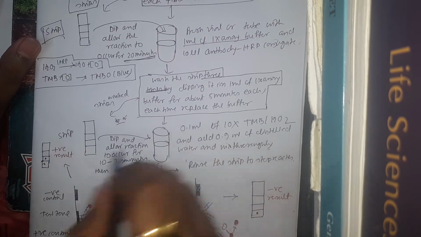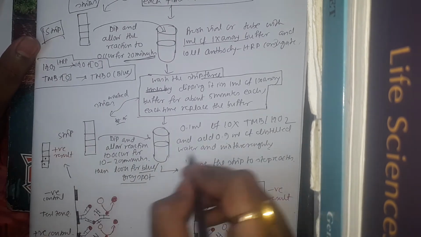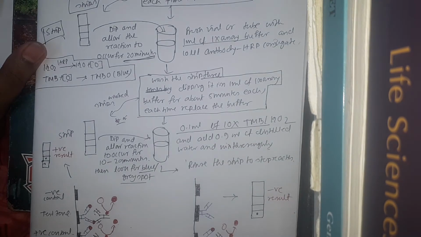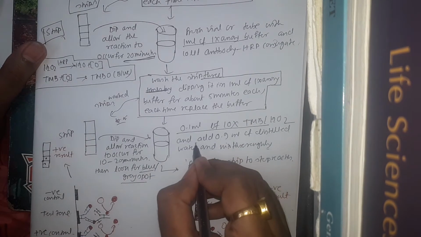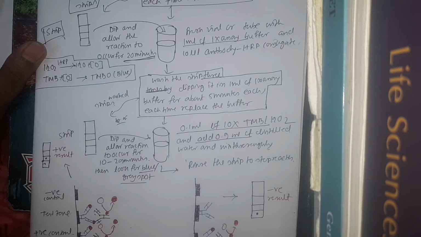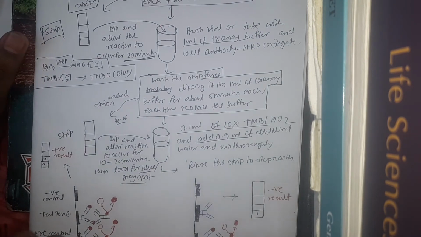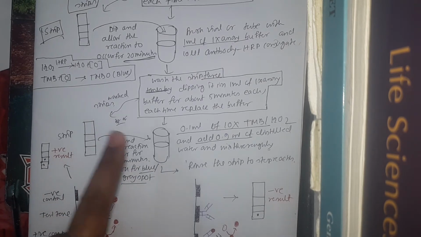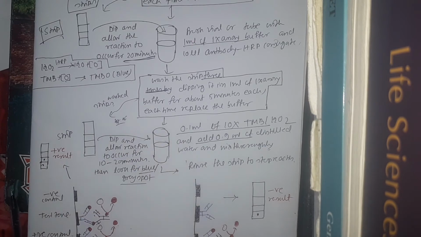So again, you have to take a fresh test tube where you will add 0.1 ml of the 10x TMB H2O2, and you will add 0.9 ml of distilled water. Then we have a total of 1 ml of solution in this test tube. Then we will dip our strip here and allow the reaction to occur for 20 minutes.